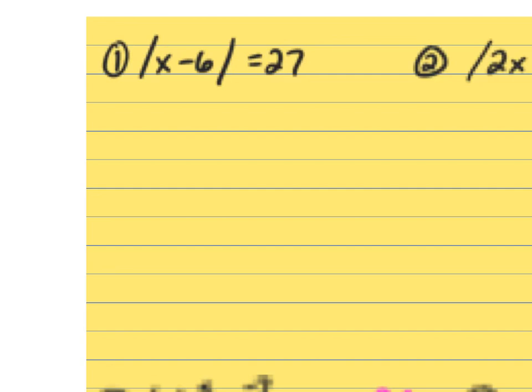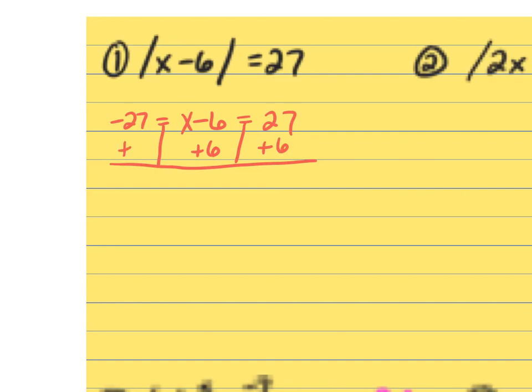Number 1, to solve this one, we need to put the x minus 6 in the middle, and because it's an absolute value, it could equal both 27 and negative 27 because they are both 27 spots away from 0. And then from here, we do a double upside down T to solve it. Add 6, and we get negative 21 equals x equals 33.